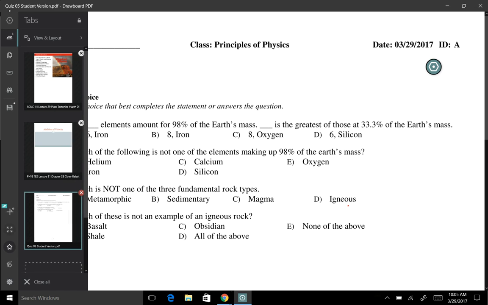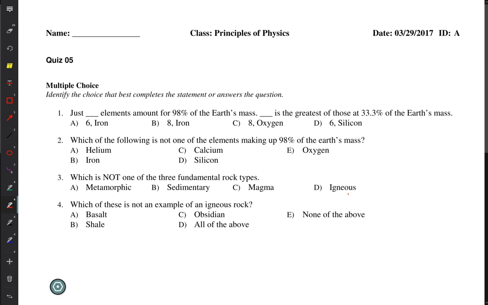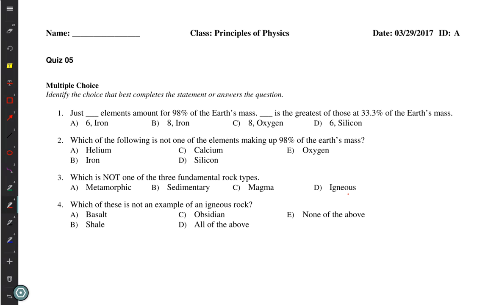Okay, looking at the quiz here. Question number 1. How many elements compose 98% of the Earth's crust? 6 or 8? 8, okay. So that limited it to these two. And then we have to have which one makes up 33% of the Earth's mass. Iron. Okay, the correct answer is iron.